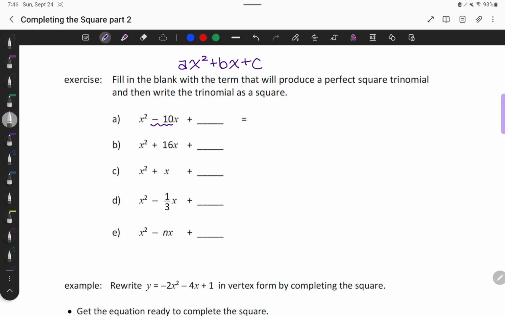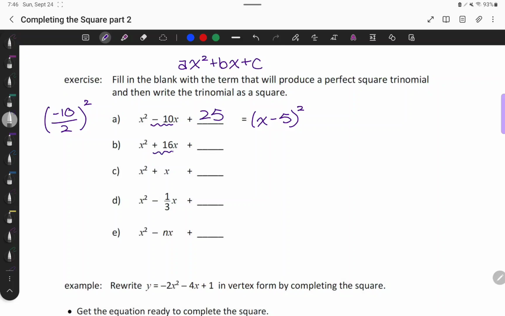We are going to take that term and divide it by 2 to get something like negative 5. This would be x minus 5 squared. To find our missing end term, we take that negative 5 and we square it. In this case, that will be plus 25. And we can do something similar with each of these.